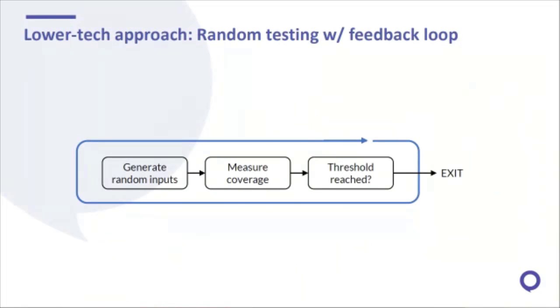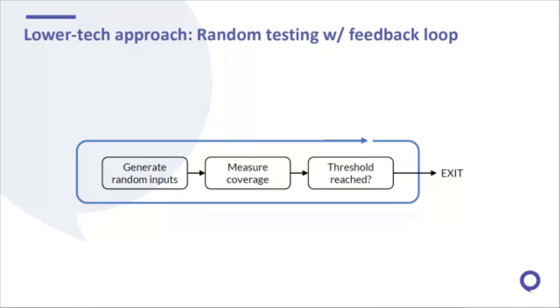Yeah, so a lower tech approach, but much more feasible, is called random testing with feedback loops. The very idea of this one is very intuitive, easy, and yet powerful. So basically, you have a loop. This is the outer loop, the bluish loop, and in the body of the loop you have the following steps. You generate random inputs.